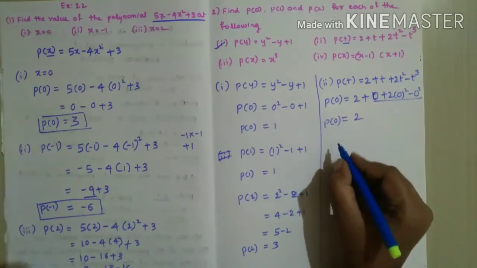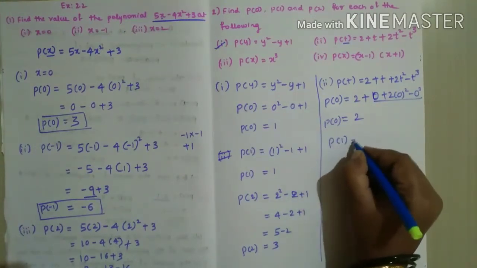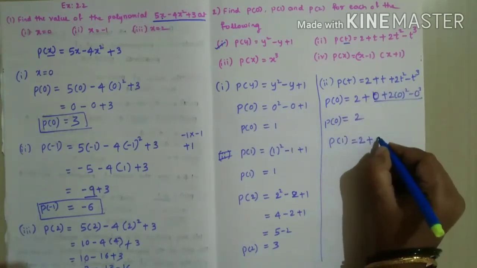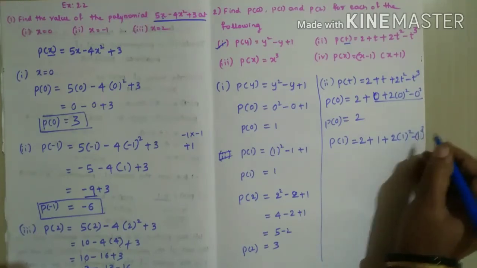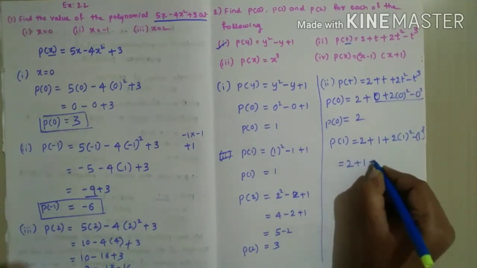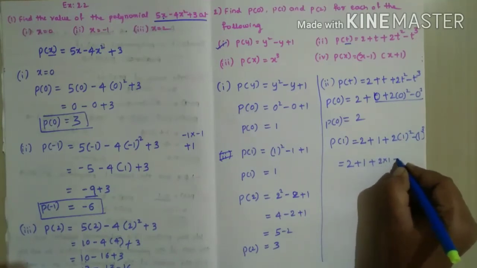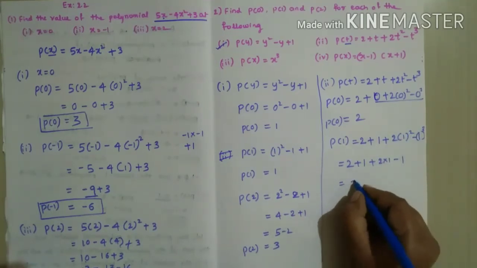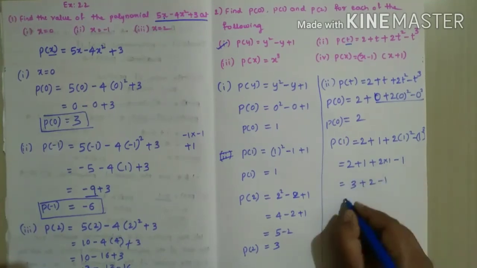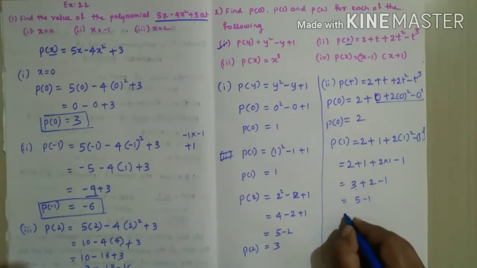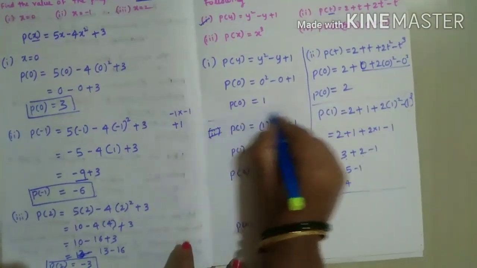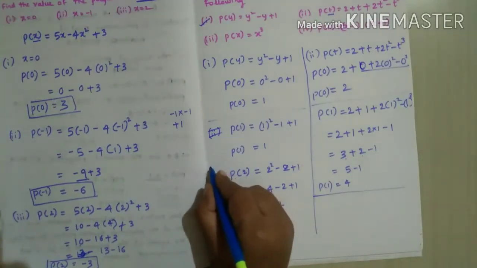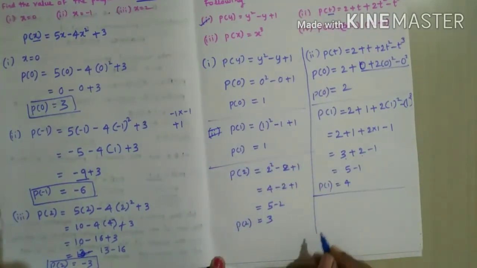Now P of 1. In place of t we have to replace 1 now. 2 plus 1 plus 2 into 1 square minus 1 cube. Now it will become 2 plus 1 square is 1 only. So 2 into 1 minus 1 cube is 1 only. So 2 plus 1 is 3 plus 2 ones are 2 minus 1. 3 plus 2 is 5 minus 1 is 4. P of 1 is 4. Okay, now P of 2.